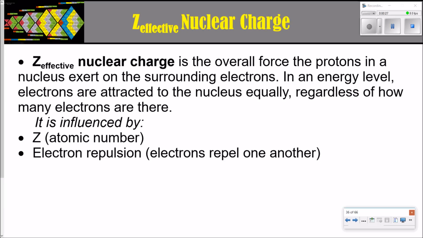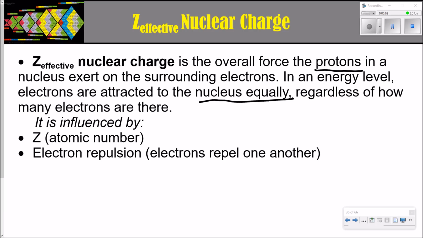Breaking those down, Z-effective nuclear charge is the overall force that the protons in a nucleus are going to exert on the surrounding electrons. Remember, protons are positively charged, electrons are negatively charged. There's going to be a force there. In any given energy level, the electrons in that energy level are going to be attracted to the nucleus equally, regardless of how many electrons are there.